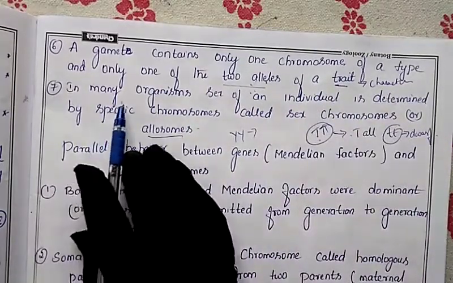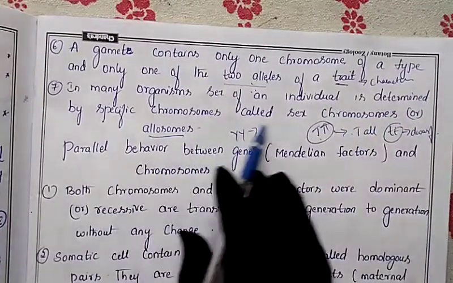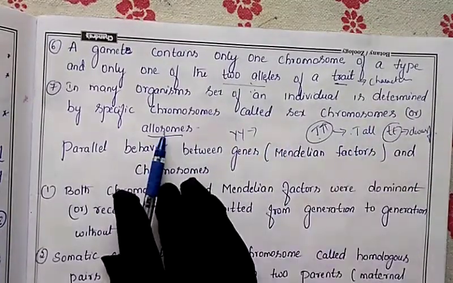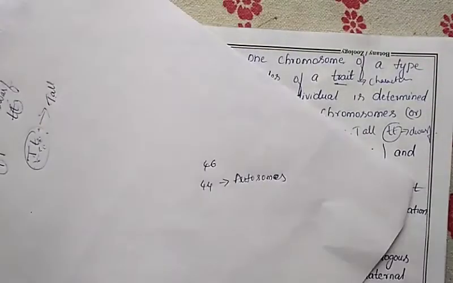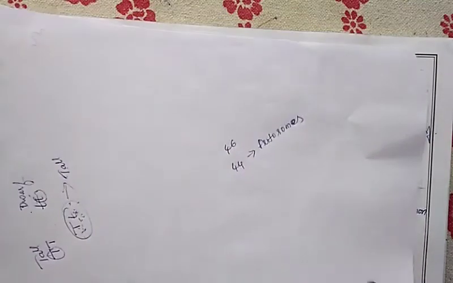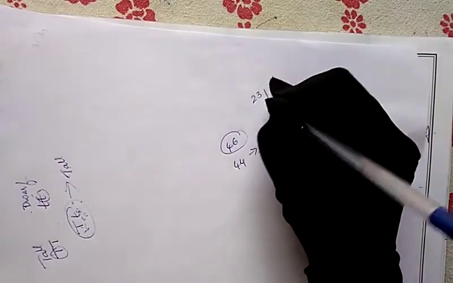Next, in many organisms the sex of an individual is determined by specific chromosomes called sex chromosomes, or we also call them allosomes. So usually in every organism, sex is determined by the chromosomes. If you take ourselves, how many chromosomes are present in our body? 46 chromosomes are present, or we can write it as 23 pairs.